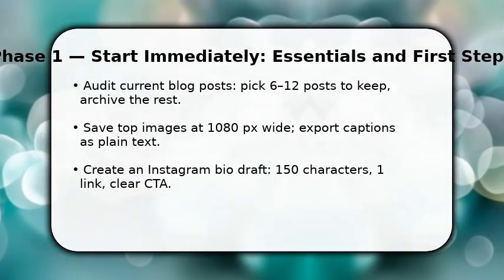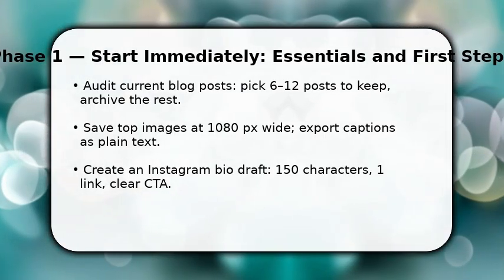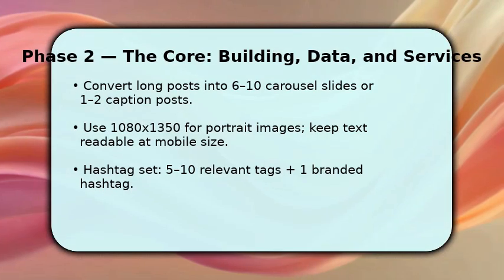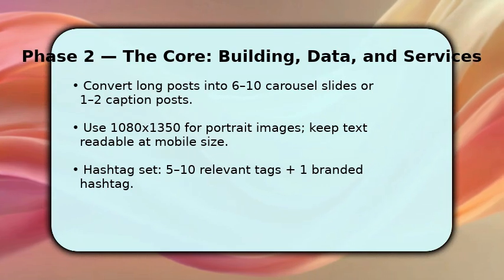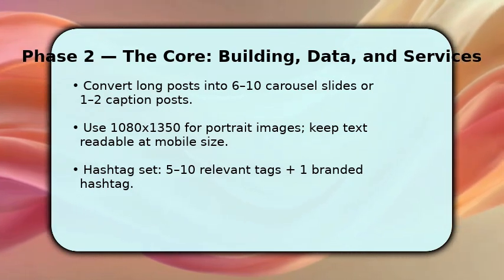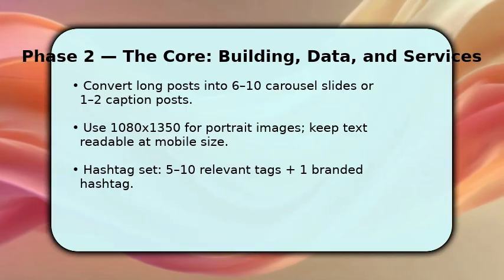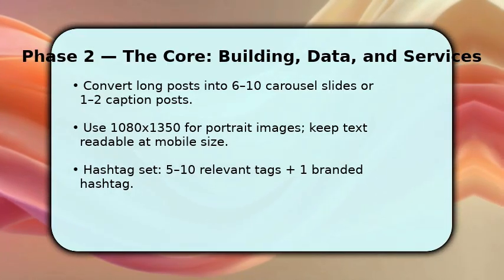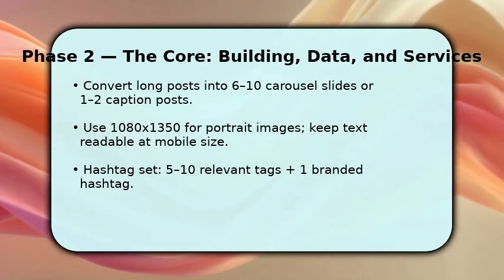Once done, make sure you have a content calendar of 10-14 posts, ready to stagger the migration. You now reshape blog copy into Instagram-friendly formats. Break long posts into 6 to 10 carousel slides, or compress ideas into 1 to 2 punchy captions with a hook. Shorter lines increase engagement.